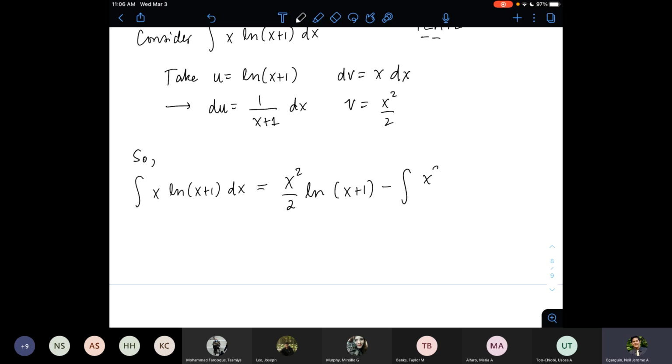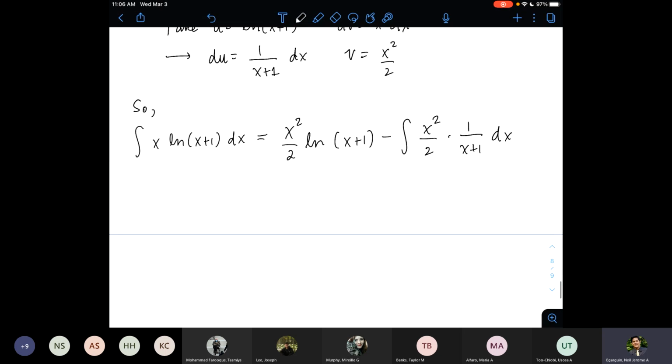So that's going to be x squared over 2 times 1 over x plus 1 dx. All right, and we're hoping that the integral on the right-hand side is much easier to evaluate than the left-hand side. And true enough, it's just a rational function. No ln's are there, so we're expecting that would be easier. But it could be a little bit tricky, so let's see.